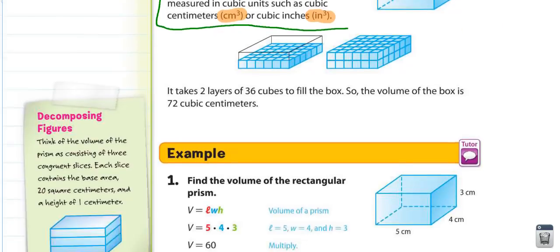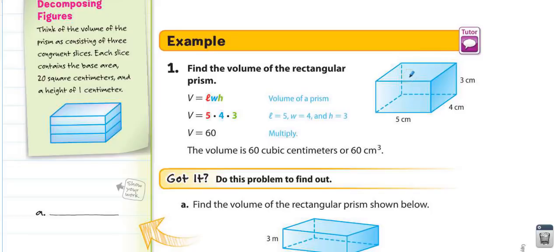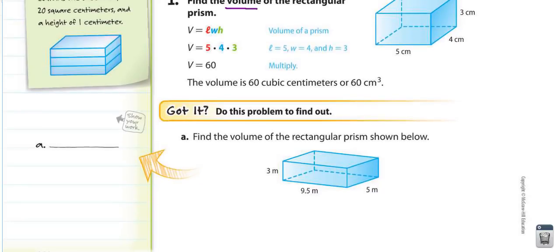Here are the instructions for an example. Find the volume of this prism, 5 times 4 times 3. So go ahead, do this got it problem. Multiply that out. You have a calculator built into your Chromebook, so grab that calculator and use it if you need to, or do it by hand if you want to. Go ahead and do that.